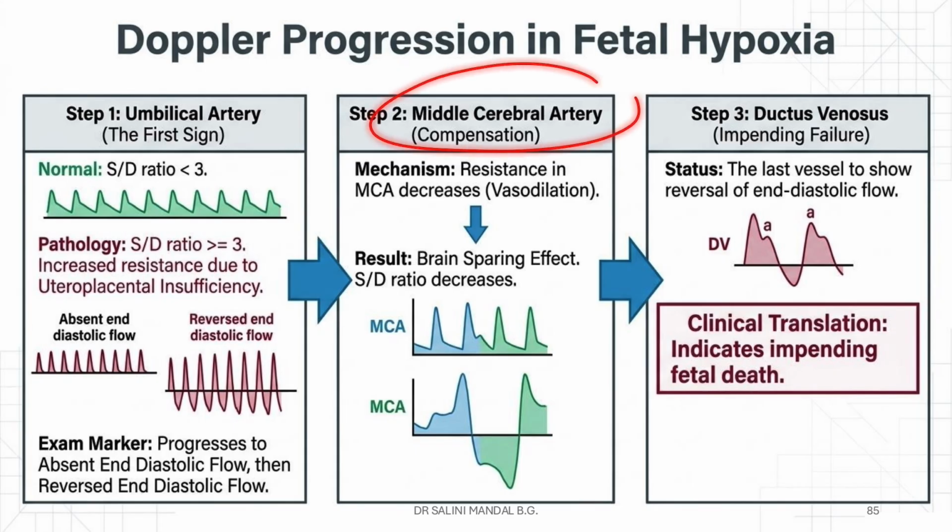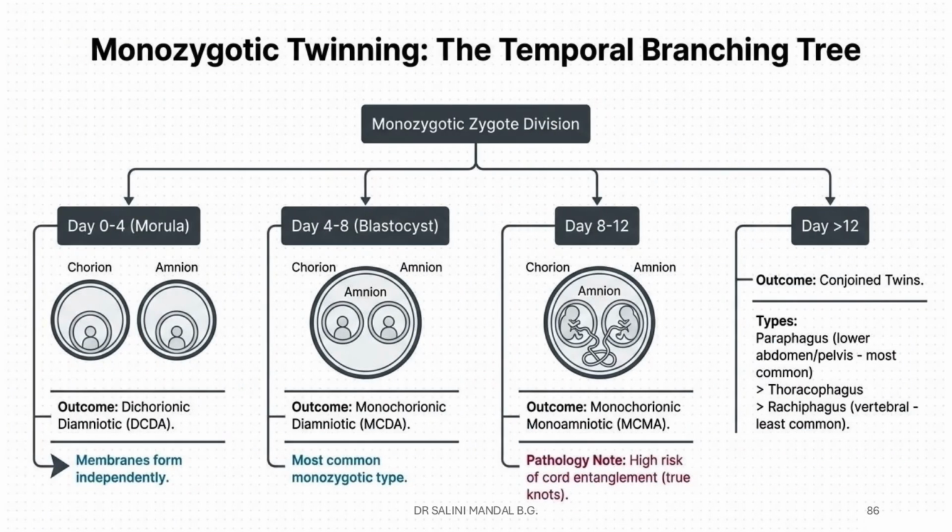Then check for the middle cerebral artery compensation method. Brain sparing effect will be there, that is, the resistance in the middle cerebral artery is going to be decreased. Then ductus venosus. The last vessel to show reversal of end diastolic flow is the ductus venosus. This is going to indicate the impending fetal death.